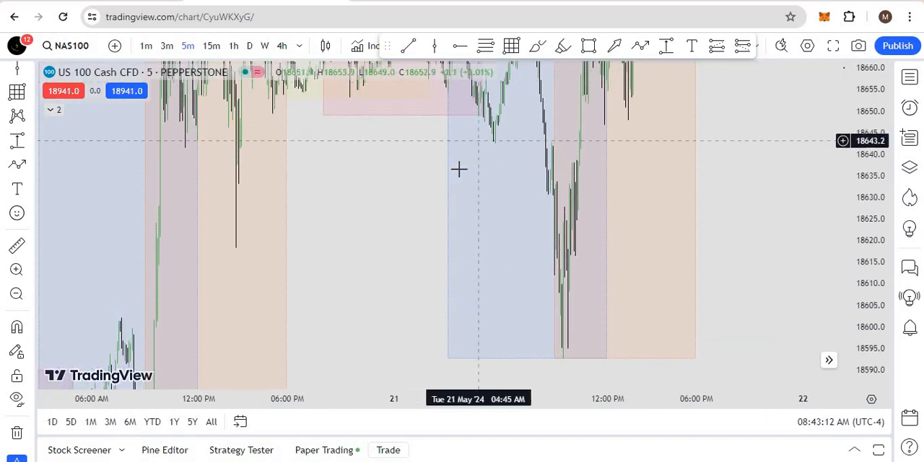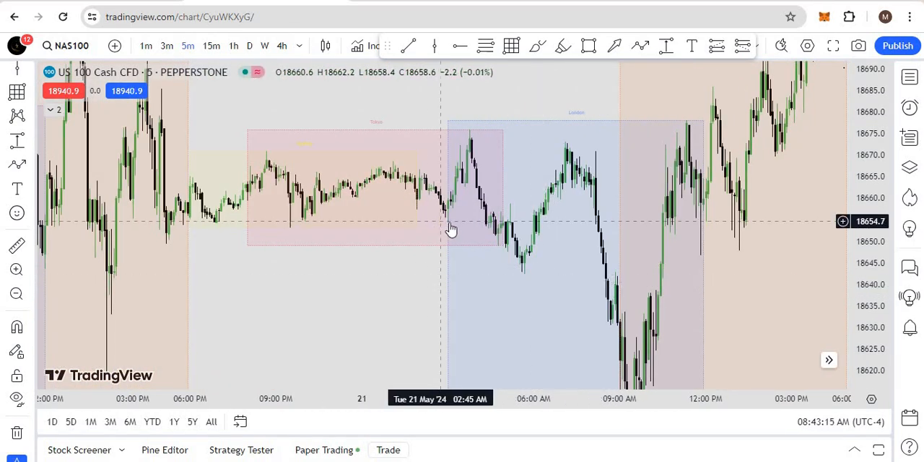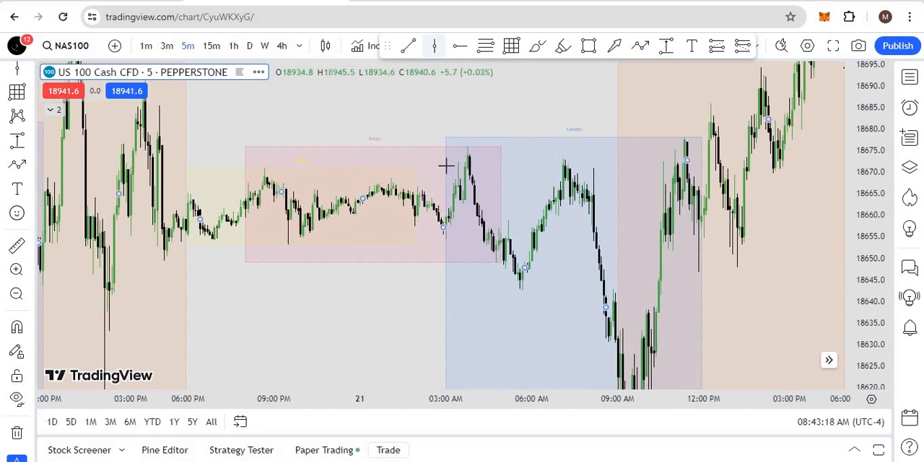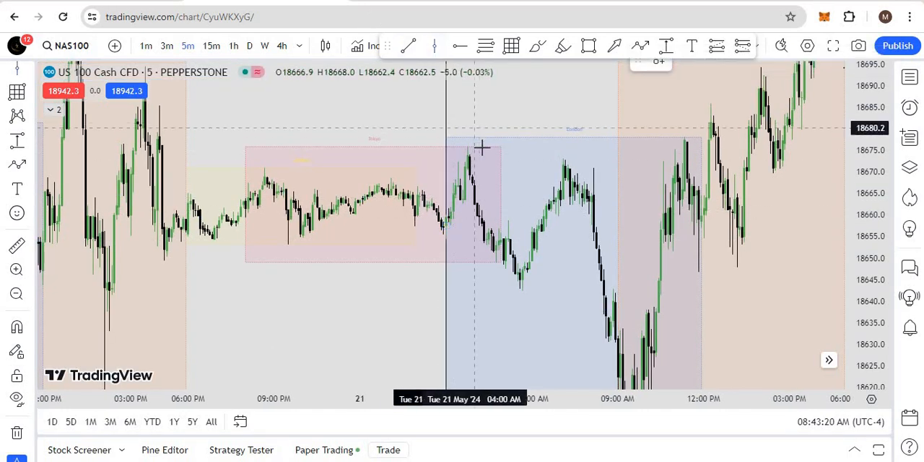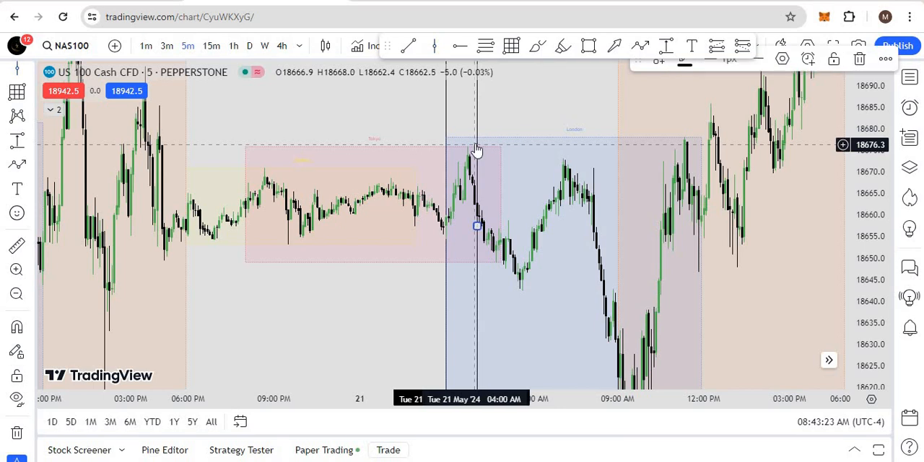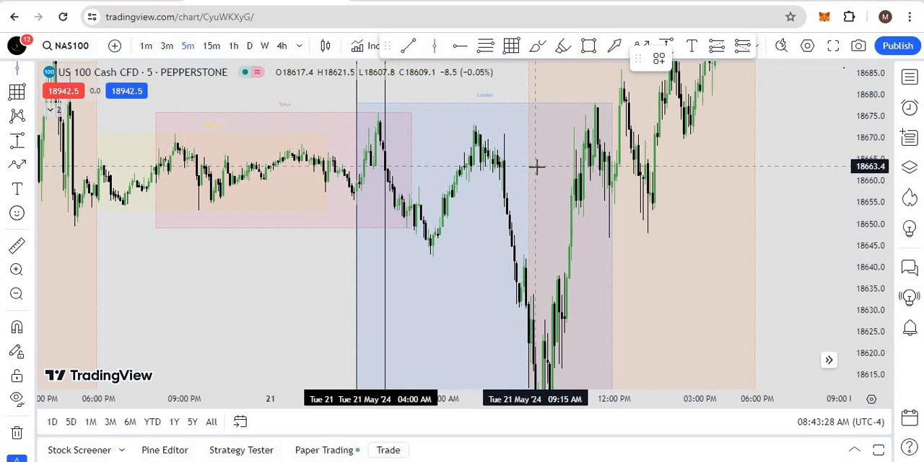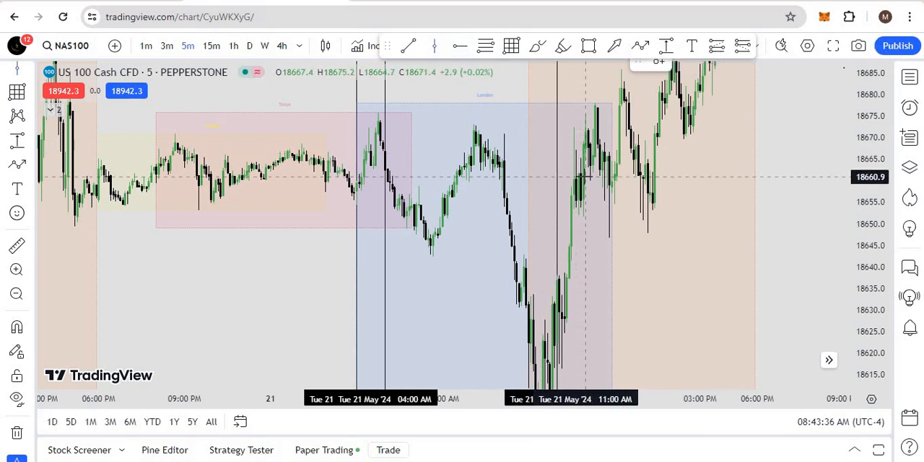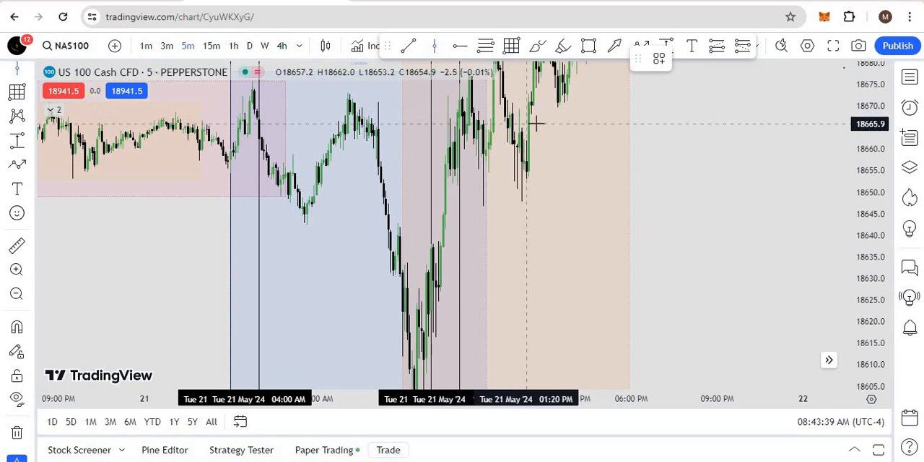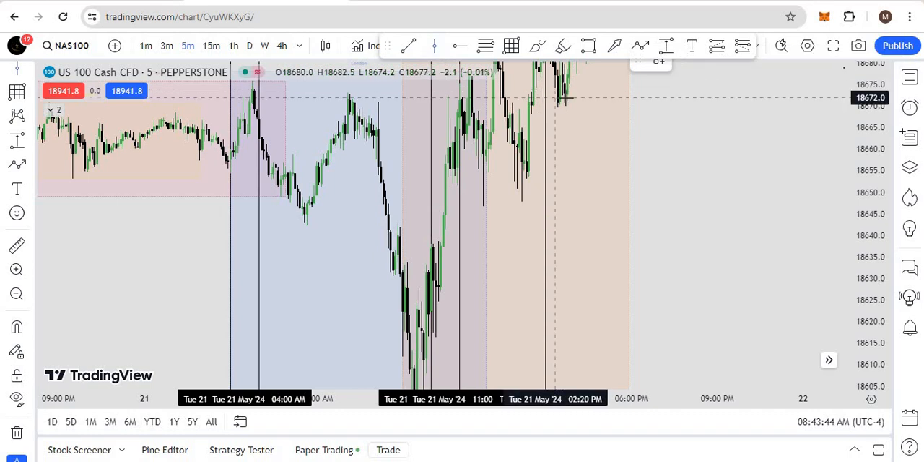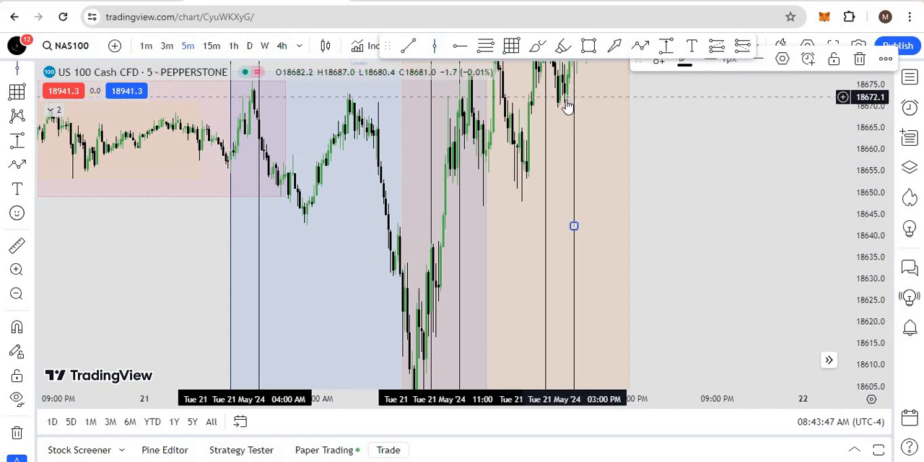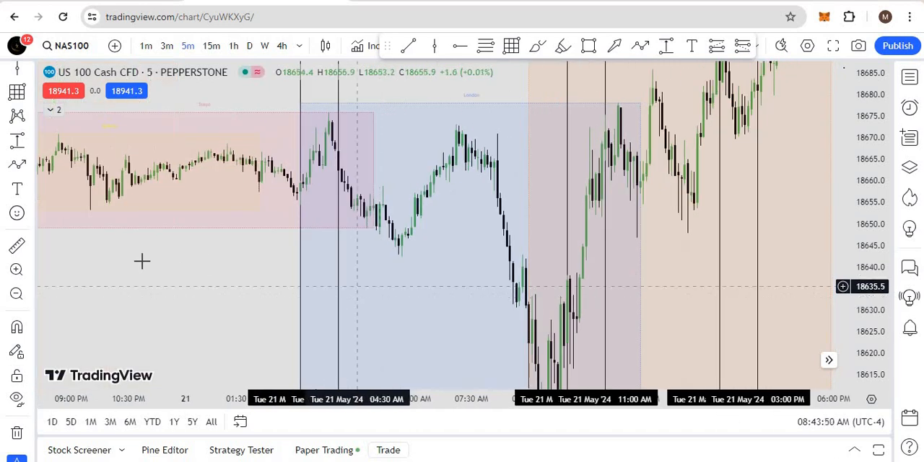So the first thing here is London. First we mark out our 3 to 4, then second our 10 till 11, and then 2 p.m. to 3 p.m. Okay, so we have these three setups all day.